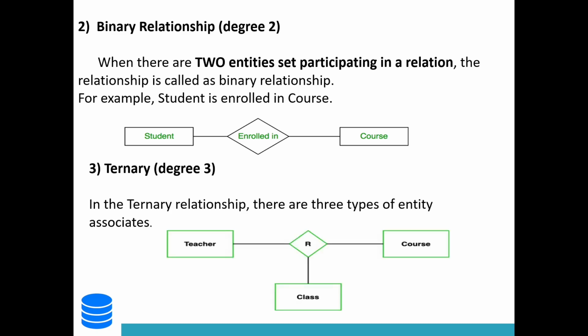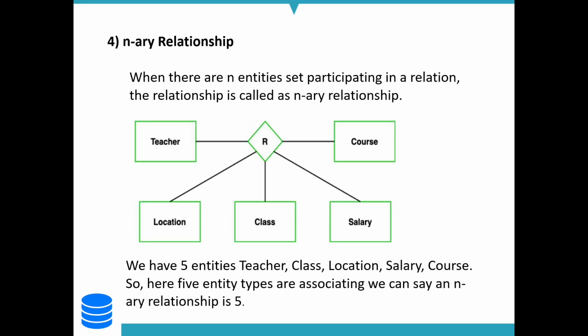Then the ternary relationship, where three types of entities are associated: teacher, class, and courses. A particular teacher belongs to a particular course, particular class, and particular student. This is called a ternary relationship. The next one is the n-ary relationship. When n entities participate in a relationship, it is called an n-ary relationship, for example with teacher, classes, courses, salary, and everything else.